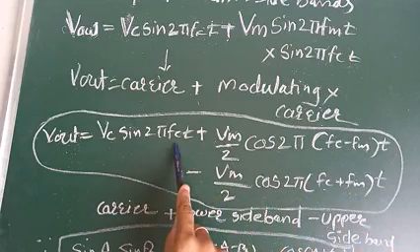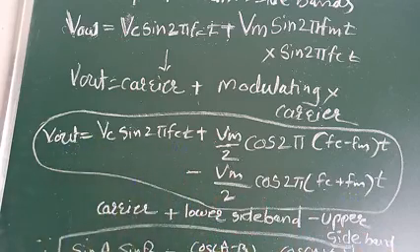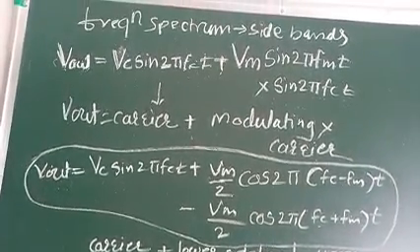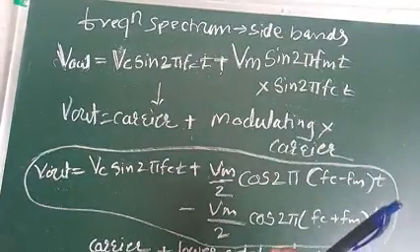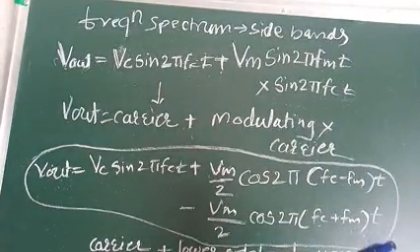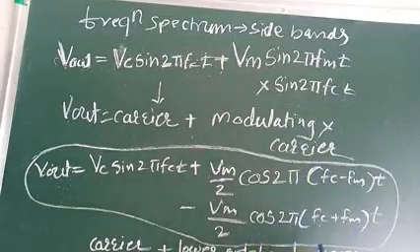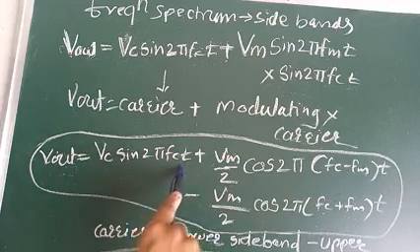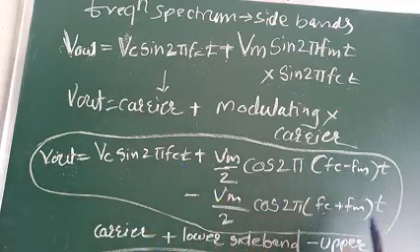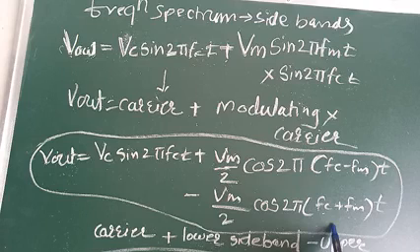As there are three frequencies, the output of amplitude modulation has a frequency spectrum. That means the amplitude modulated wave consists of the carrier frequency, the upper side band frequency, and the lower side band frequency. There are three frequencies in an amplitude modulated wave. Again I repeat: carrier frequency, lower side band frequency, and upper side band frequency. Hence it is known as frequency spectrum or side bands, as there are two bands.